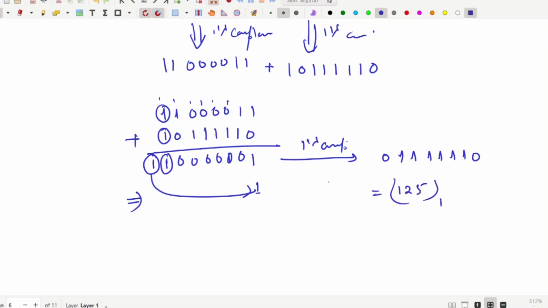And what is the result? The result is minus of the ones complement of the obtained result. We do similarly in the case of 2's complement representation. So this is all about binary subtraction with the help of complements, ones complement and 2's complement.